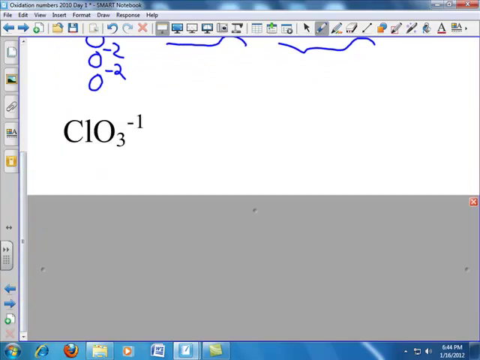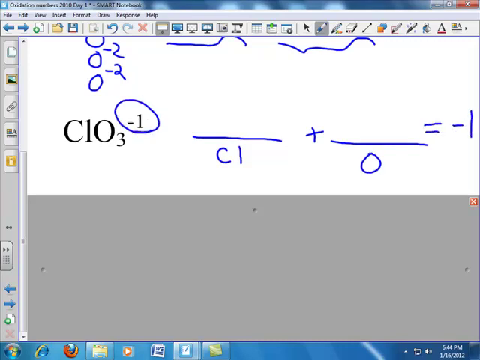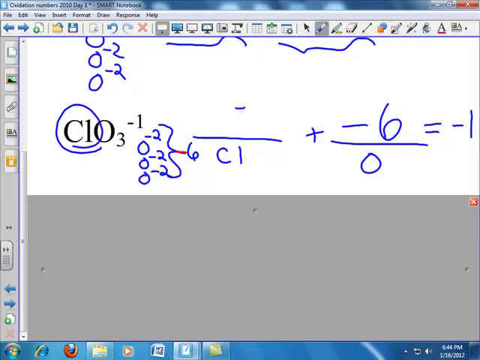Let's look at another one. So in this particular case, whatever charge chlorine is plus whatever charge oxygen is has to equal -1 again, because that's the charge of the polyatomic ion. And again, oxygen isn't going to change. Oxygen is always -2. So I have 3 -2 charges. So that gives me a total of -6 for oxygen. I should put -6 there. So oxygen's total here is -6. Well, what does this chlorine have to be? And again, this goes back to simple math. It has to be +5.